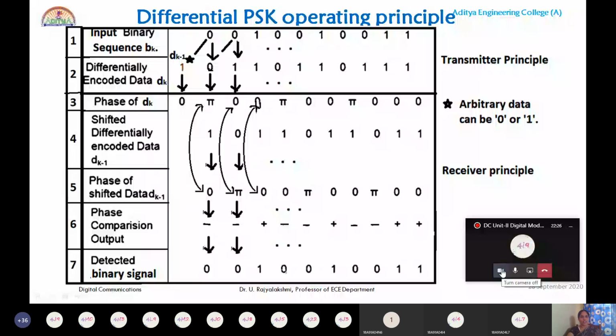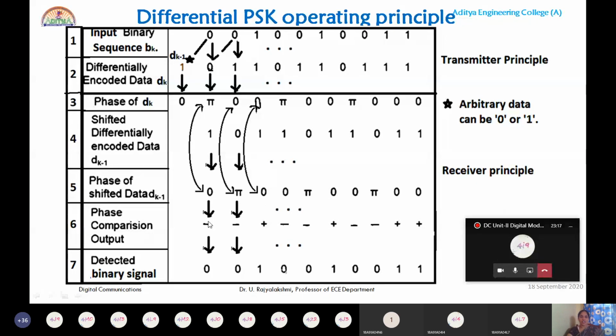If you compare like that, what happens to our phase comparison output? Please observe, the third row is compared with the fifth row. So pi is compared with 0. Pi is like a waveform with 180 degrees phase shift, and 0 is like the corresponding sinusoidal carrier phase. If both phases are different, opposite to each other, then our magnitude will decrease. If both phases are the same, whether 0 or pi, if the phase of DK and DK minus 1 is the same, then the magnitude will increase. If one is pi and the other is 0, the magnitude will reduce.